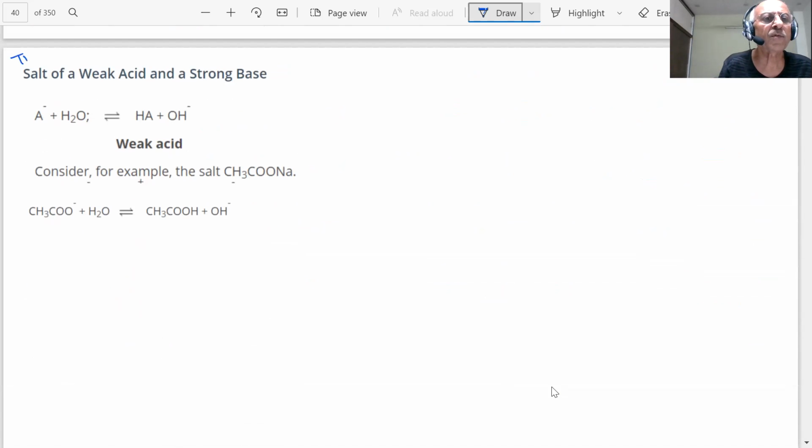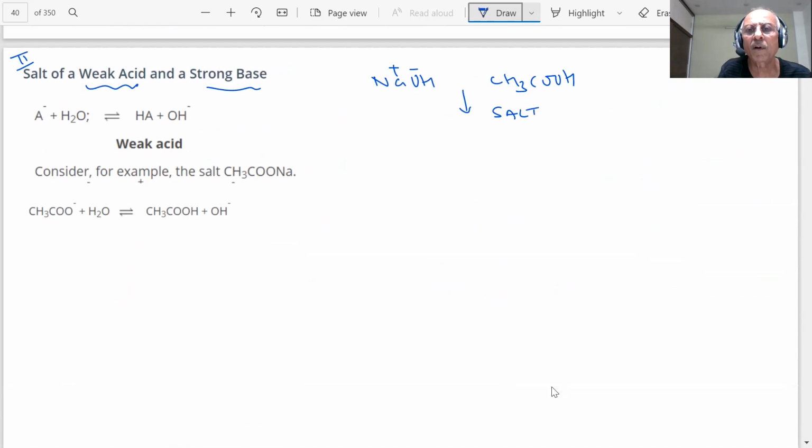Second situation is, student, you have a salt of a weak acid. Acid is weak, base is strong. You said NaOH is a strong base, student, and the acid is weak. I am taking this one. What is the salt? CH3COONa. Okay?